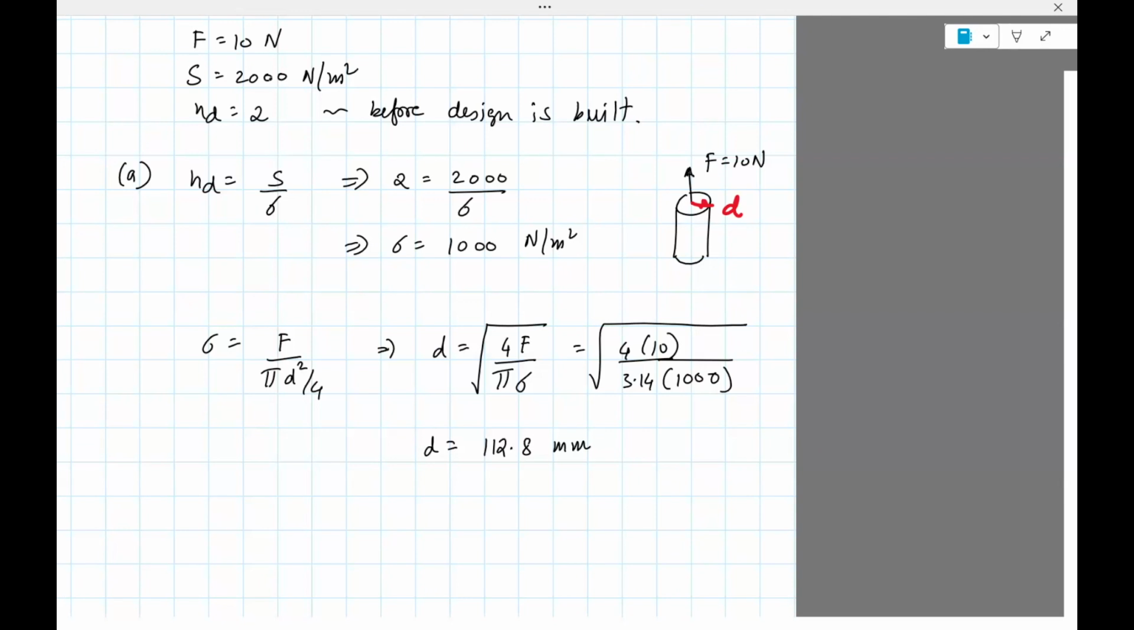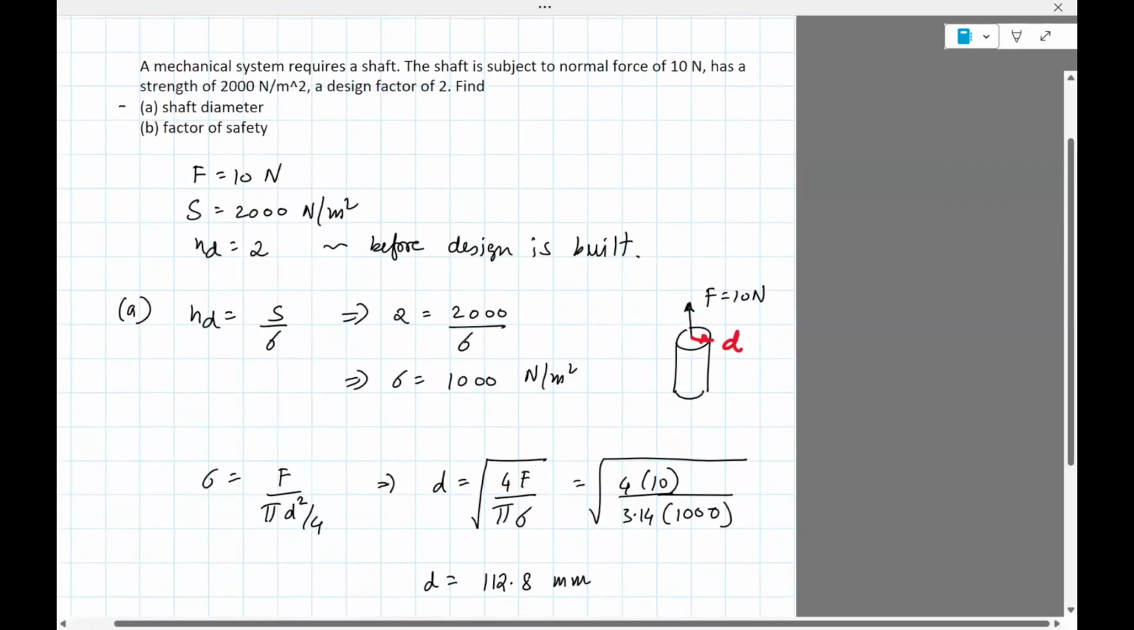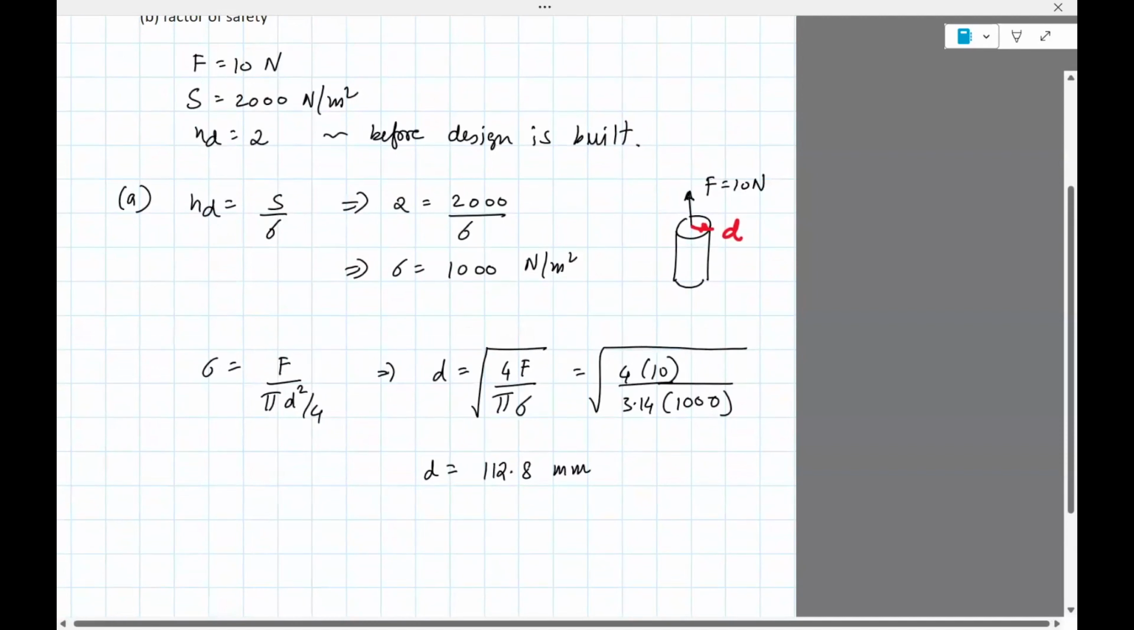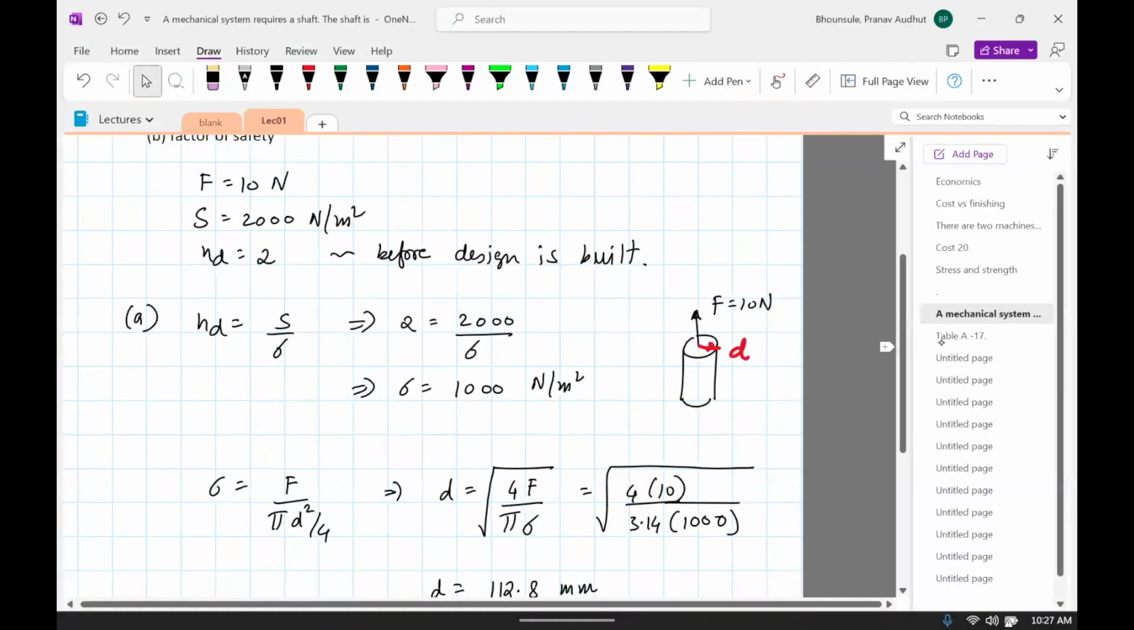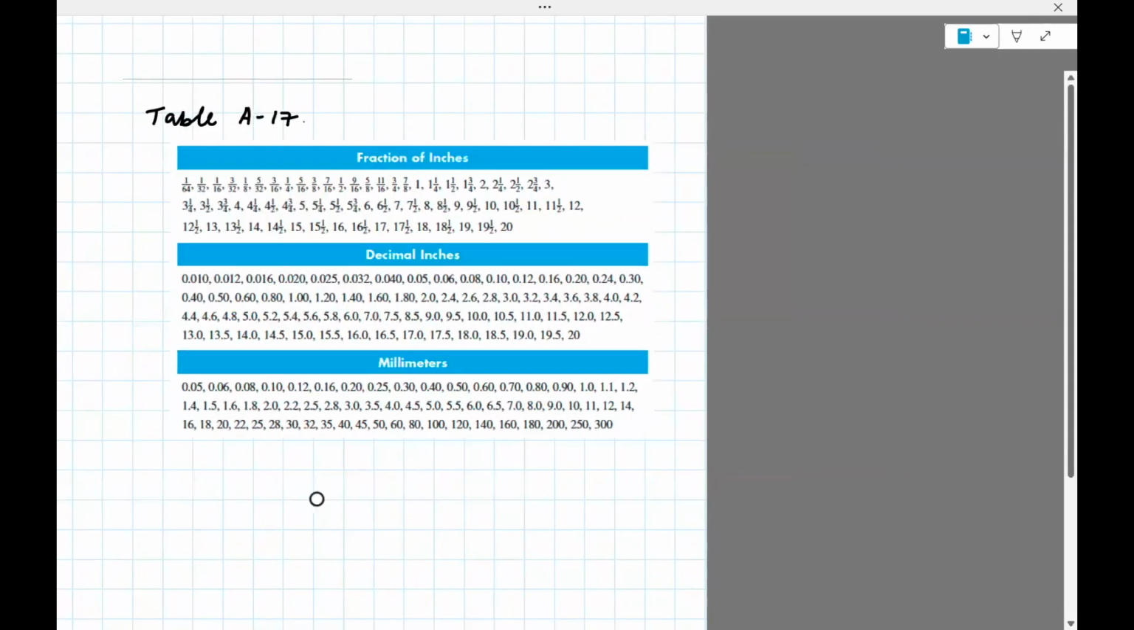Okay, so now based on the specifications, we have come up with a shaft diameter. We need that shaft diameter in order to get that particular design factor. Okay, so what we do is once we get a number for the diameter, we need to look at a catalog to see if we can get a shaft of diameter 112.8. So what I did was I just give you a table, which is again from the book, which gives you standardized shaft diameters. The first one is in inches. You don't have to bother with that. This is decimal inches. Don't worry about that. This is the one we need, millimeters.